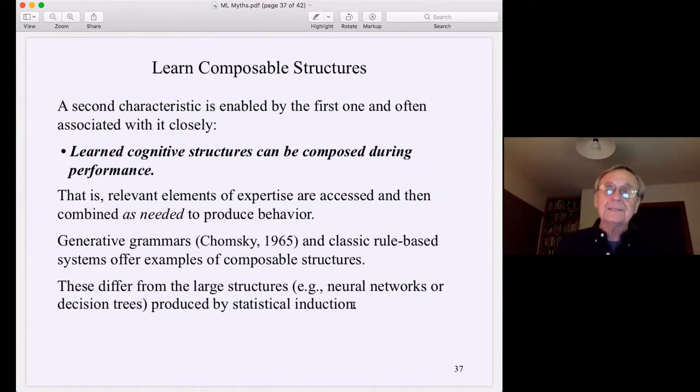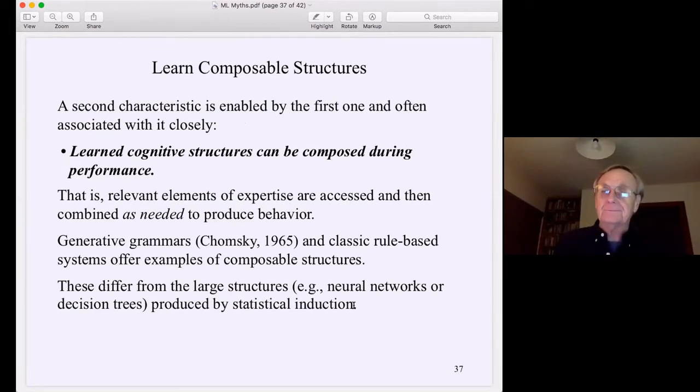The second is that, and it's enabled by the first, these learned cognitive structures can be composed during performance. So you don't take this giant compiled thing and then just run it. What happens is if you've got a particular task or problem you're working on, you find the relevant pieces, relevant structures in memory, and you use those. And you can compose them as necessary.